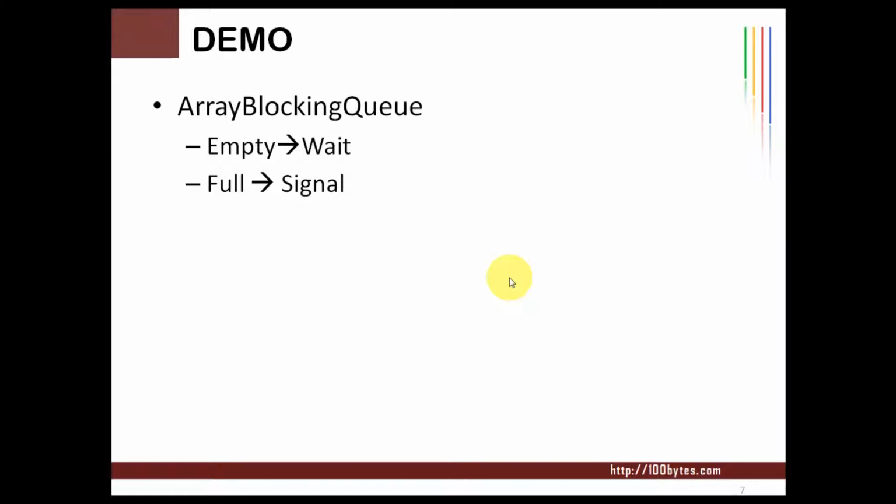And now the demo. ArrayBlockingQueue is provided by the JDK itself. What it does is, it has an array where if the array is empty, it has to wait, and if it is full, it will signal.